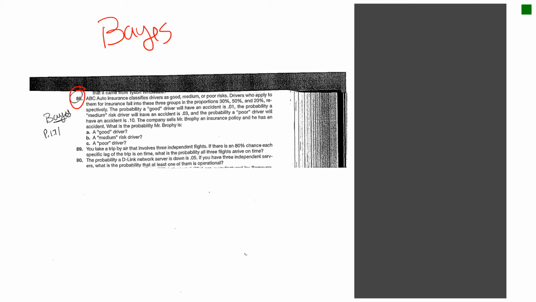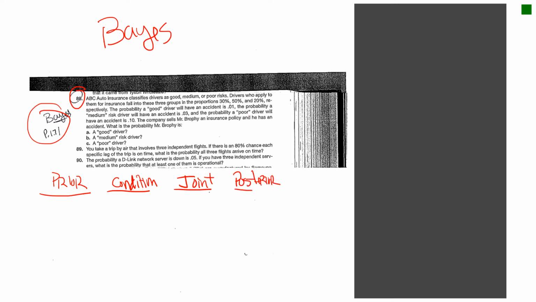It says the company sells Mr. Brophy an insurance policy and he has had an accident. What's the probability that Mr. Brophy is? Again, we're going to use Bayes' theorem to apply this. So again, just like I did before, I'm going to write out my prior probability. Remember, that's your margin. I'm going to write out my condition. There's that column. And then I'm going to write out the joint probability, okay? And then I'm going to write out the posterior.